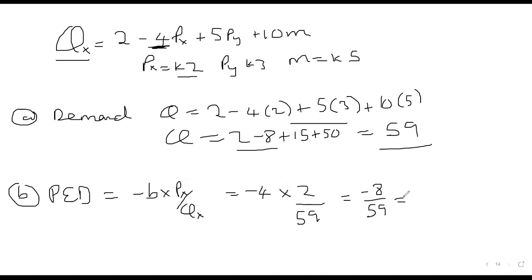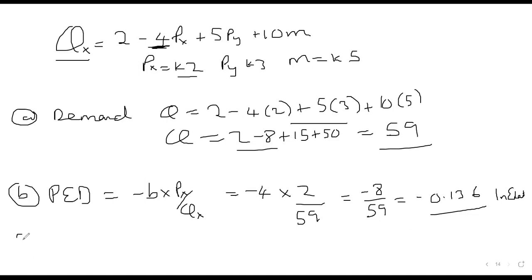What do we get? Compute that. 8 over 59 is 0.136. What is your comment here? Demand is what? This is inelastic. It's less than 1.